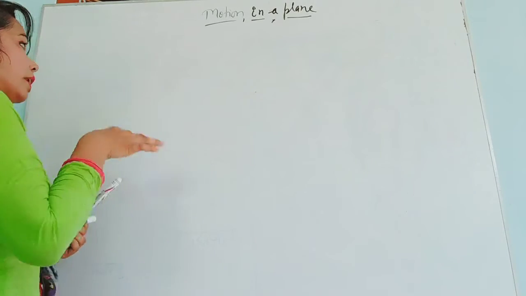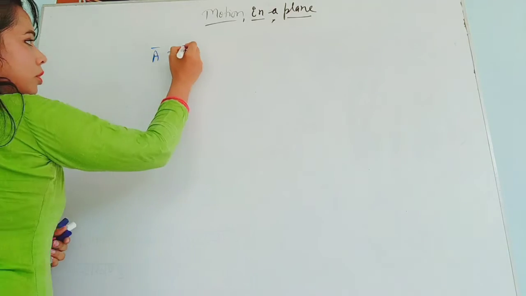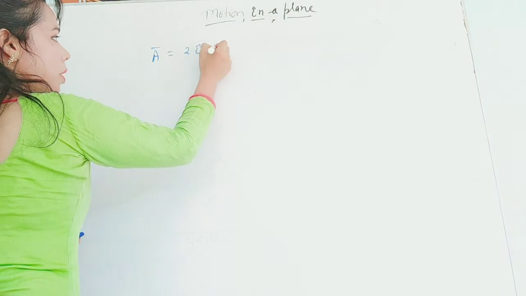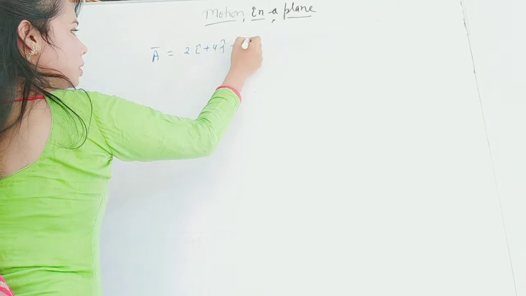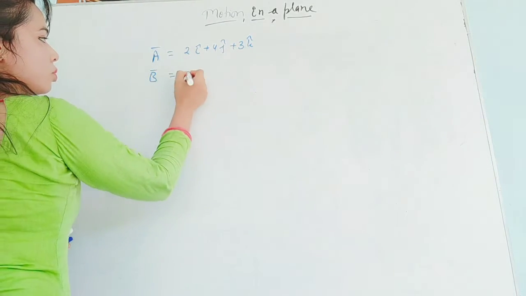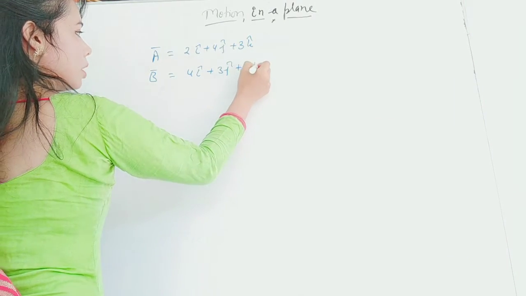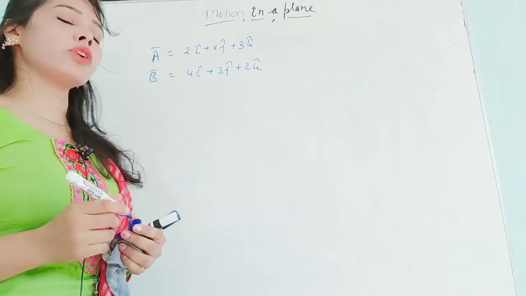Suppose you are taking two vectors: A, that is 2i plus 4j plus 3k, and another vector B, that is equal to 4i plus 3j plus 2k. So how can you find the dot product of any two vectors?